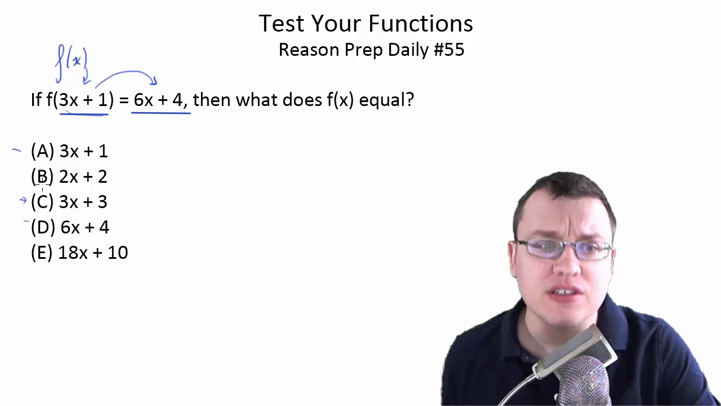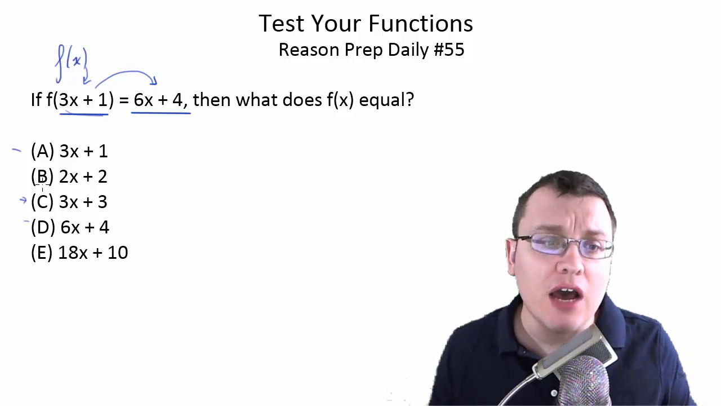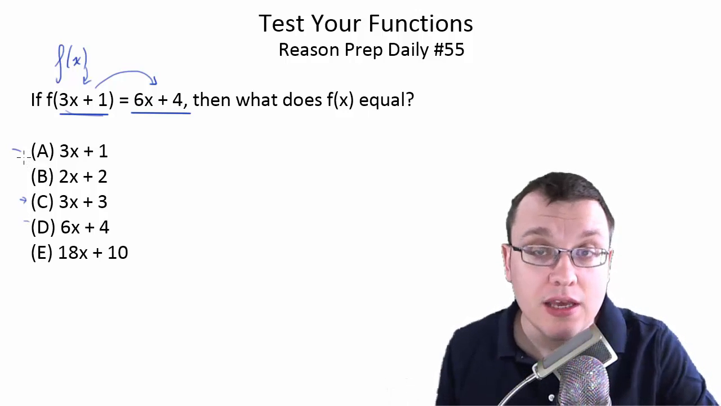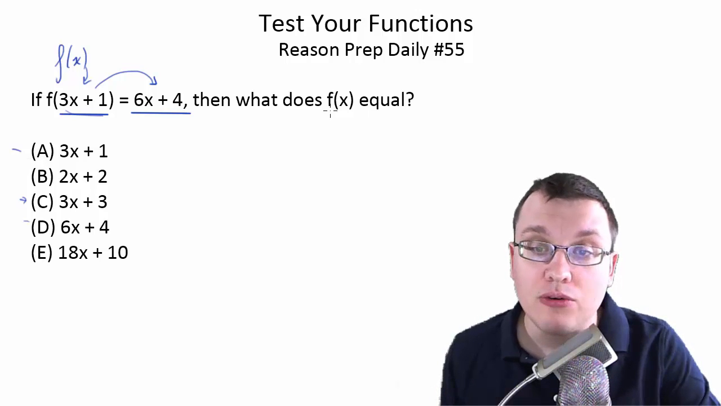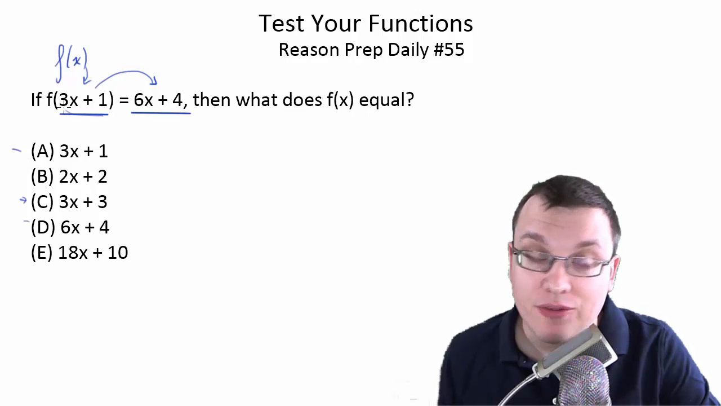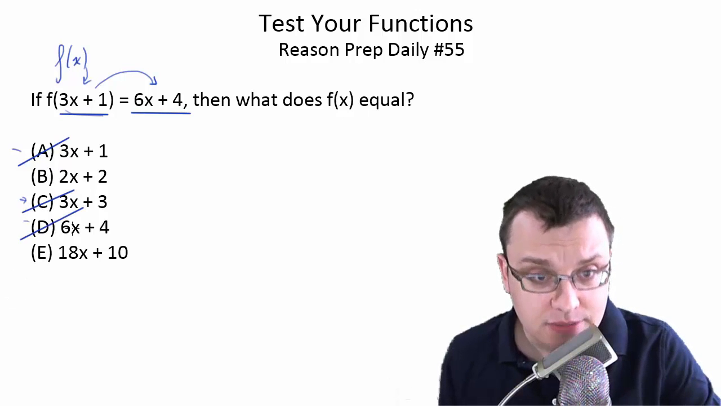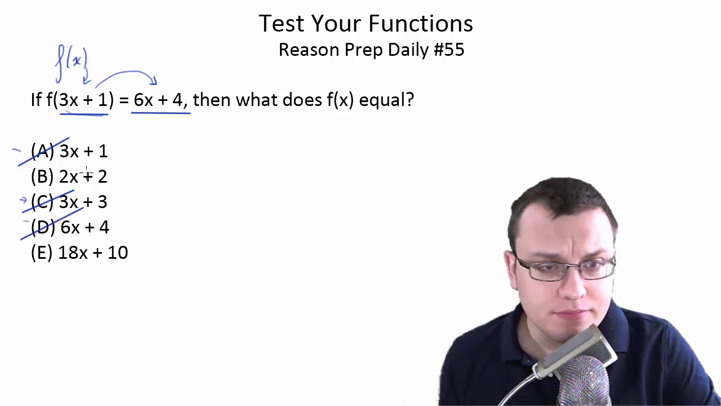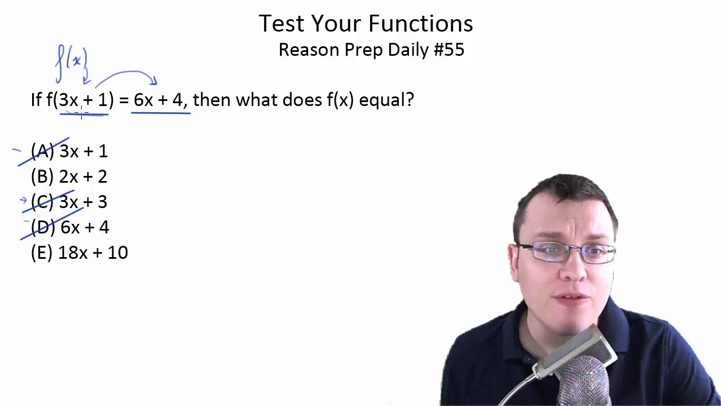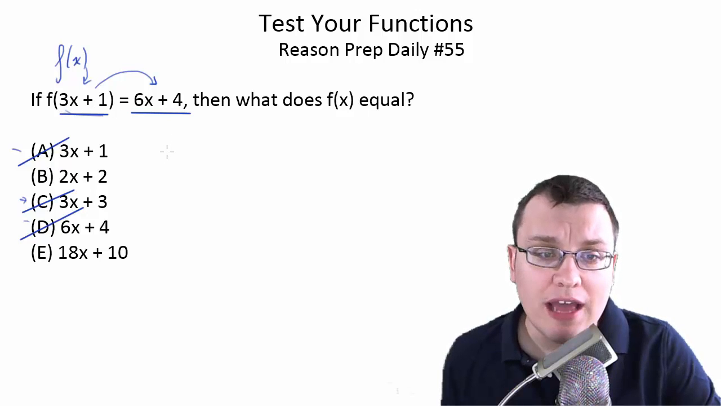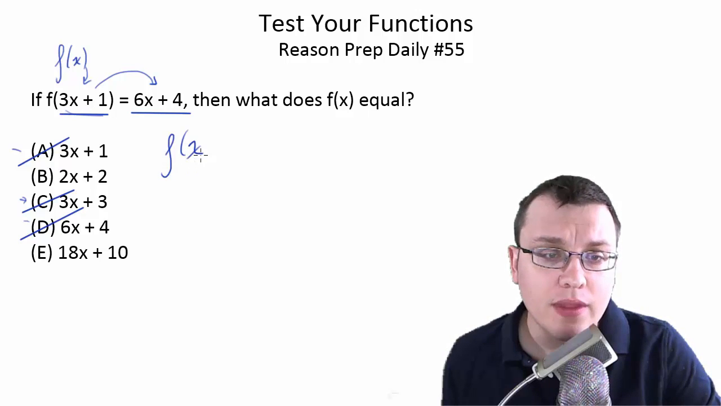These are all traps because these are all cases of not fully understanding the difference between the input and the output and how you deal with an f of x and an f of 3x plus 1. So we're going to get rid of A, C, and D because those aren't our answers. So let's figure out what's going on here. We're told that f of 3x plus 1 equals this, and we want to know what f of x is. Now remember how this works.